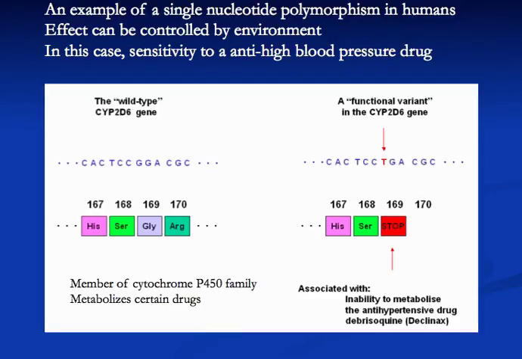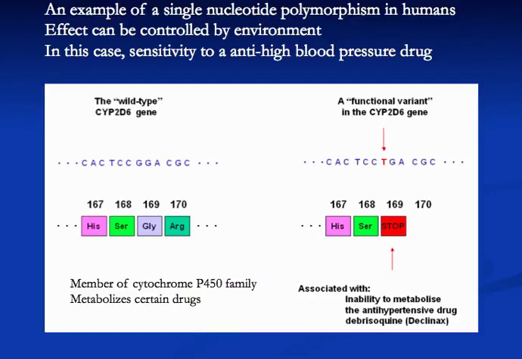And in this case, it doesn't metabolize a high blood pressure drug. This was discovered because there were certain people that were being treated for high blood pressure, and this drug, Declinax, is quite effective at treating high blood pressure, but in certain people, after a few days, it became very toxic, and these people became very, very, very sick. And the reason for this is that they don't metabolize the drug, so the concentration of the drug builds up to toxic levels, so they cannot be treated with this drug.